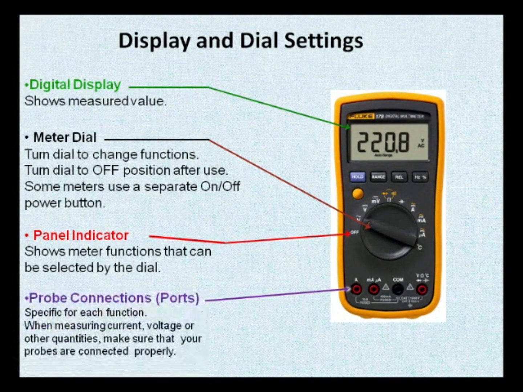Here, probe connection ports. These are considered to be ports. You would plug in the black lead, and because over here on top of the port it says V, omega, and a little temperature icon, diode and continuity, if you're measuring those, you would put your red lead here.